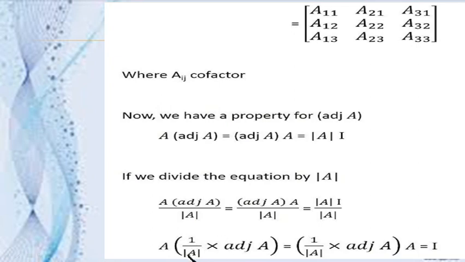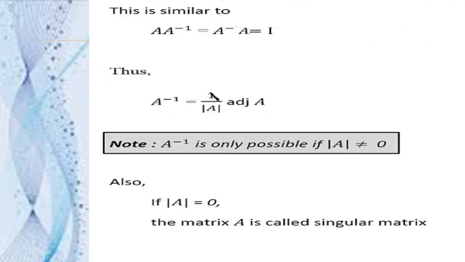This thing is A inverse, or else we can write down that A inverse is equal to 1 upon determinant A into adjoint A. So A inverse is only possible, one more important thing, if determinant A is not equal to 0. Why? Because if it is 0, then it will not be defined. 1 upon 0 will be nothing. And we call it a singular matrix whenever determinant A is equal to 0. If determinant A is equal to 0, the matrix A is called the singular matrix.